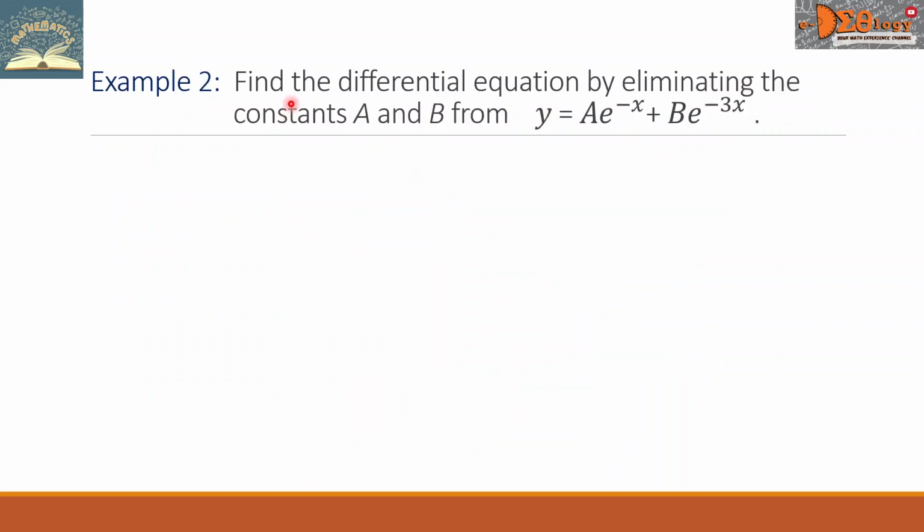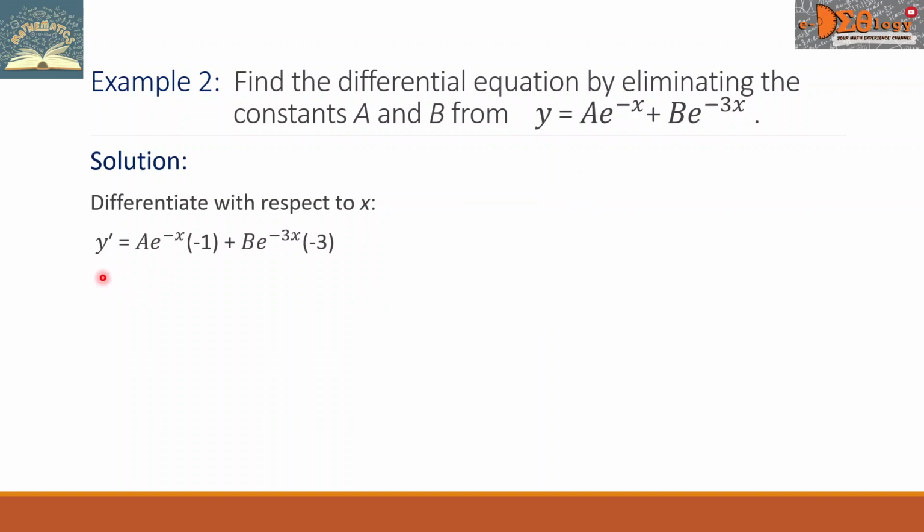Example 2. Find the differential equation by eliminating the constants a and b from y equals a times e raised to negative x plus b times e raised to negative 3x. We can see here that we have two arbitrary constants. So we will do differentiation 2 times. Let's begin with the first one.